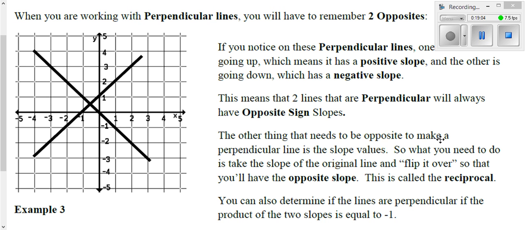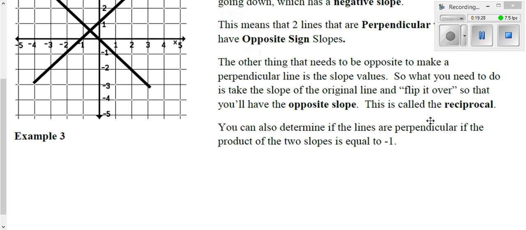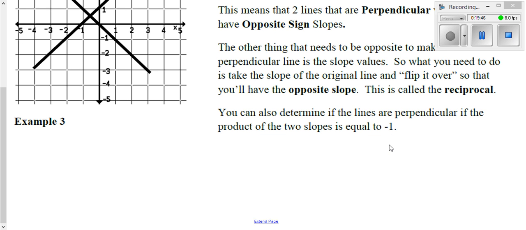The other thing that needs to be opposite to make a perpendicular line is the slope values. So what you need to do is take the slope of the original line and flip it over so that you have the opposite slope. This is called the reciprocal. Reciprocal means you flip a fraction around, and the top becomes the bottom and the bottom becomes the top. We'll see some examples of that. One last note: you can also determine if lines are perpendicular if the product of the two slopes equals -1. In other words, if you take these two slopes and multiply them and they're perpendicular, you will always get the number -1.